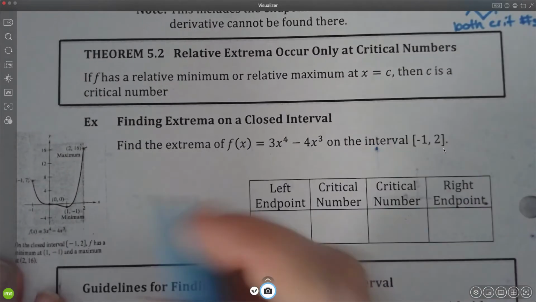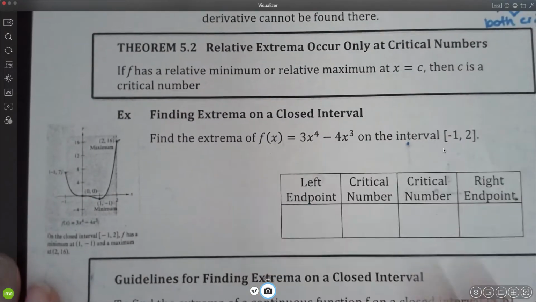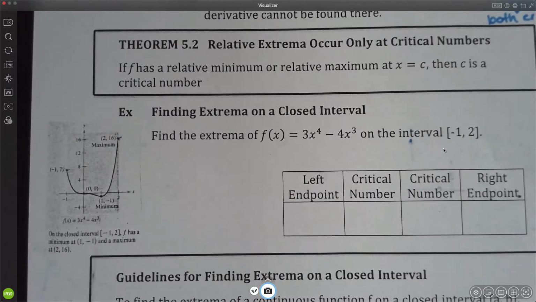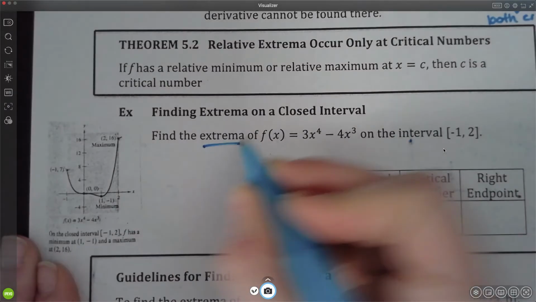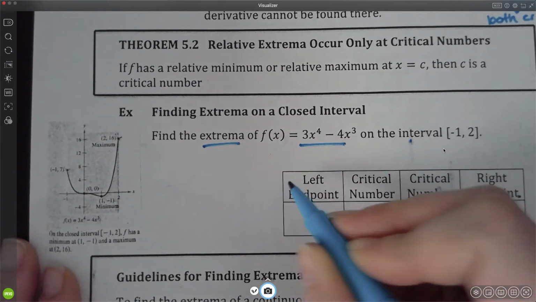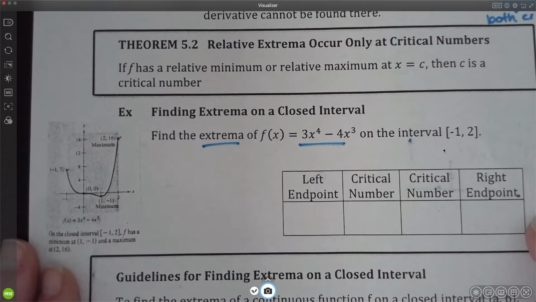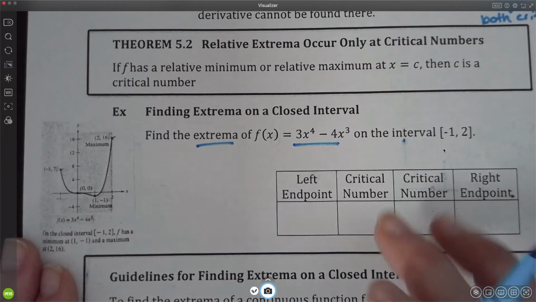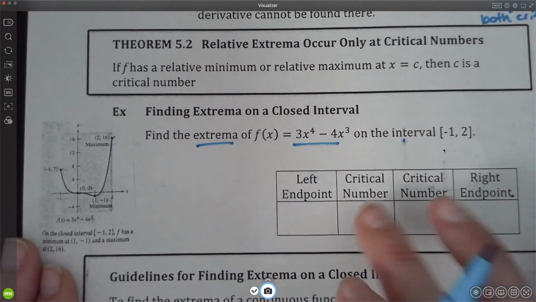This is what the function looks like, and they won't give you that graph. Find the extrema of this function on this interval, okay? So we have critical numbers, and we know from this table that there will be 4 critical numbers. There are 2 places where the derivative is going to be equal to 0.